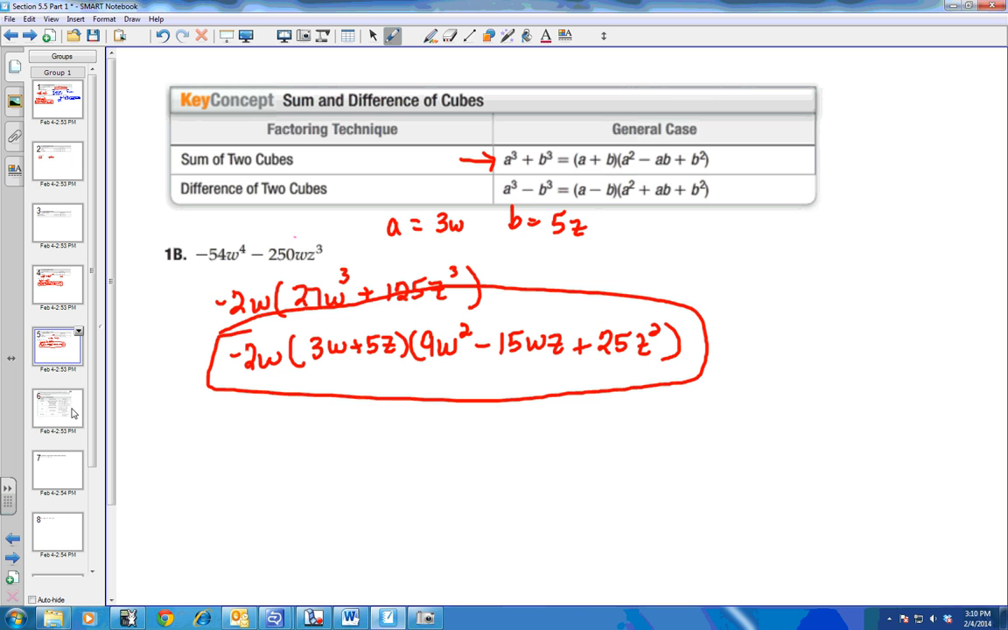So I know you have more problems on your sheet. I'm looking to see. Okay, so I'm going to go ahead and show you how to do the next part.